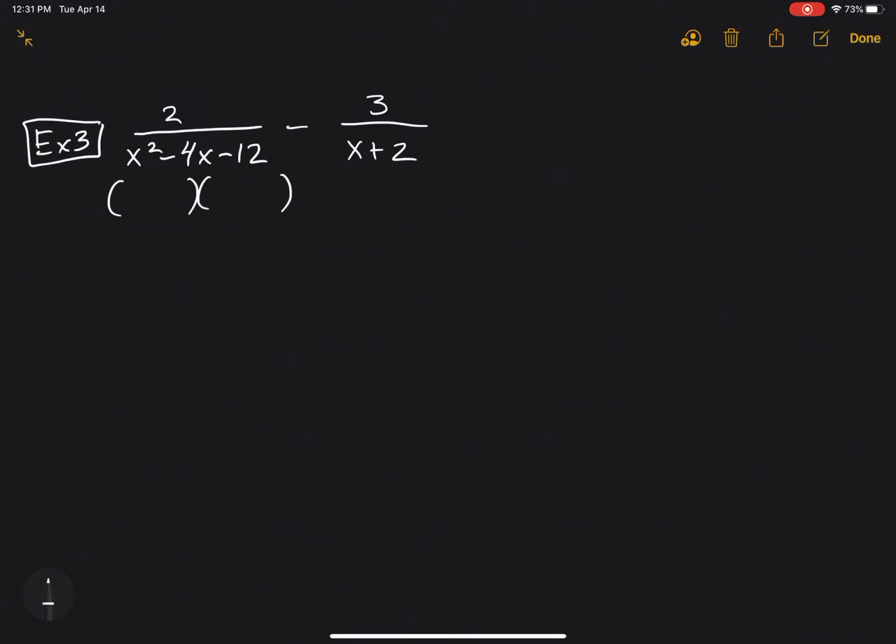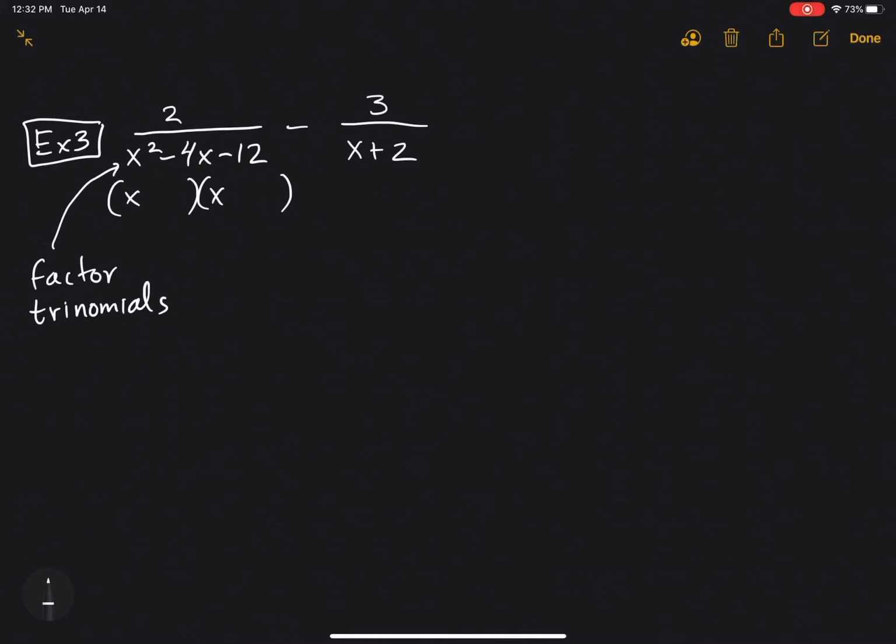factoring the denominator right here is a trinomial. If you need help on how to factor expressions like that, you could go and watch videos on how to factor trinomials, because that's what that is. X squared minus 4x minus 12 is a trinomial. And the way we factor trinomials is by thinking about two numbers that multiply to -12 and add up to -4. And in order for us to get x squared, we need an x times an x.